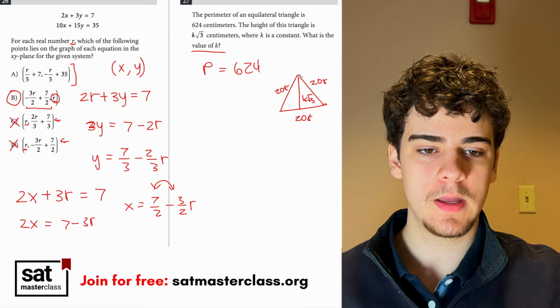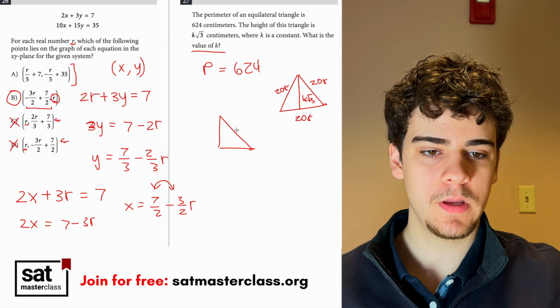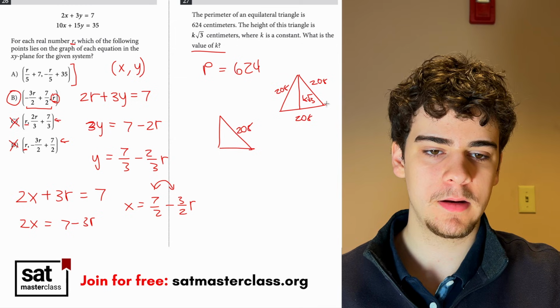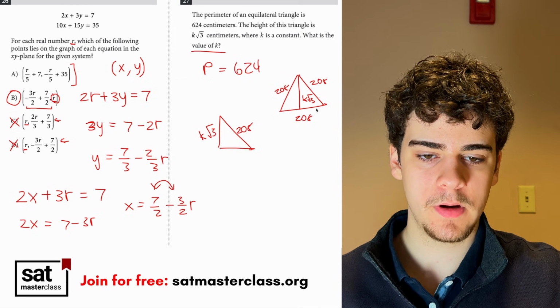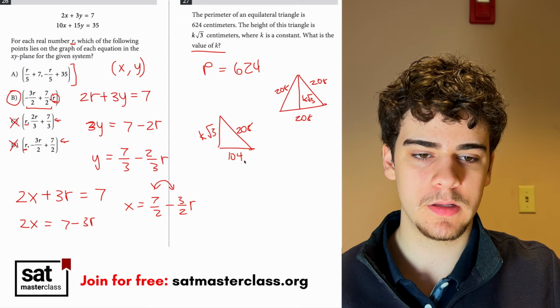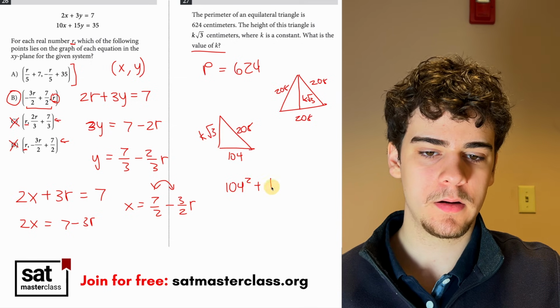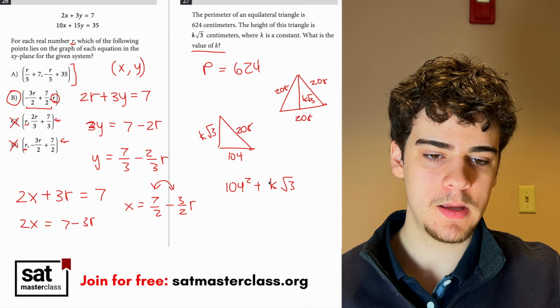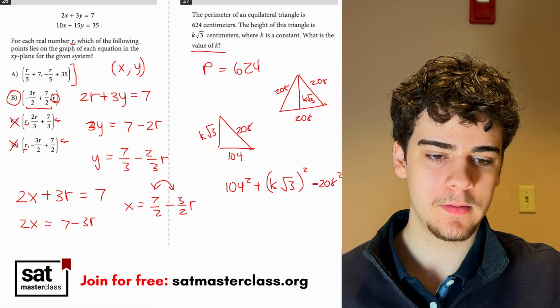So what we're going to do is pull out one of these right triangles, because we know that this length is 208. That's that side right there. We know that the height is k√3, and then we know that the bottom is going to be half of 208. So the bottom is 104. So we know that 104 squared plus k√3 altogether squared equals 208 squared.